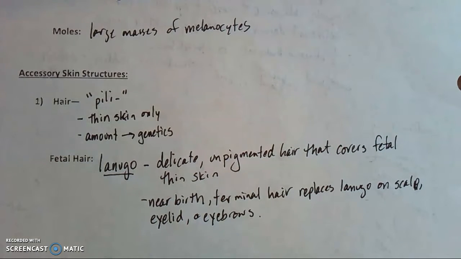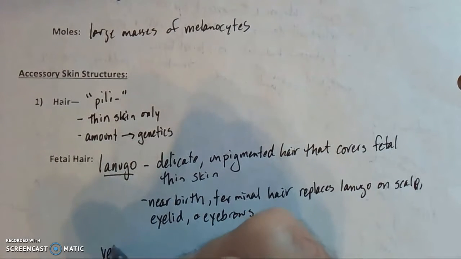But we can still have some of this lanugo as a really fine, we usually term it peach fuzz, on a baby. So sometimes babies are born with a full head of hair. Sometimes they are not, they just have a little bit of fuzz, but the hair then starts growing. So that would be the terminal hair that is the hair that we normally see. It may not be very pigmented yet. A baby can be born blonde, but over time the hair starts to darken.